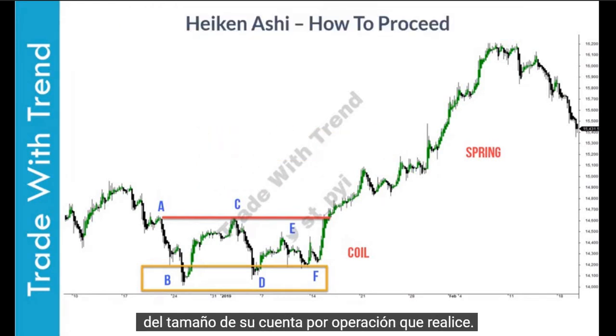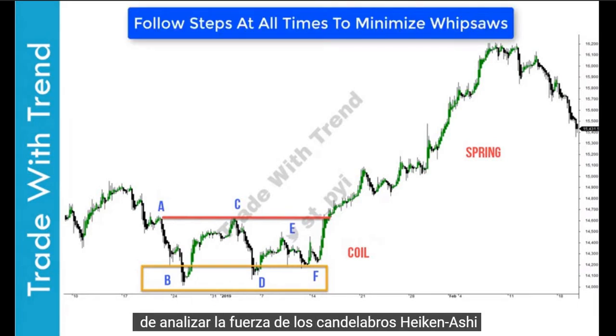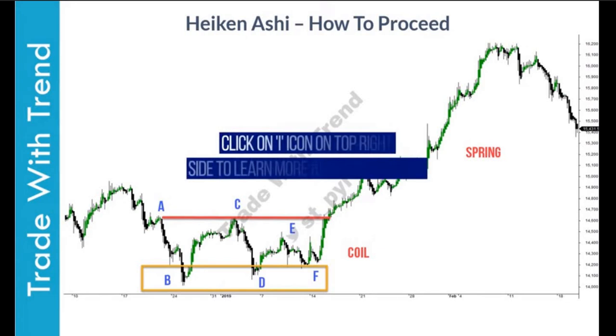One important aspect you have to keep in mind is that this swing trading pattern fails as well. But if you follow the steps of analyzing strength of Heiken Ashi candlesticks along with volume conditions, then more often than not, you will be on the right side of the trend.